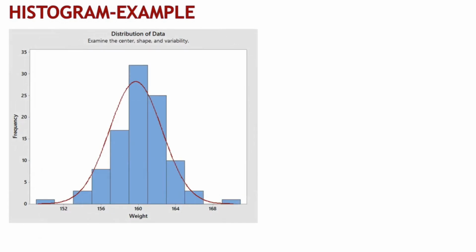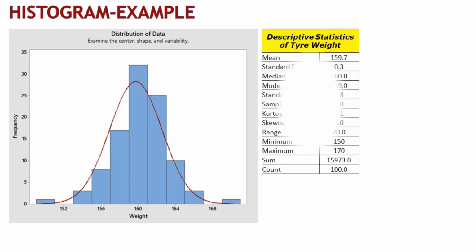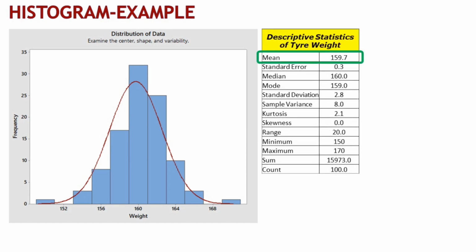Here in this slide, we have a histogram showing the weight distribution of tires in different weight brackets. Let's explore the key measures. Mean or average. The mean weight of the tires is 159.7 kg. Mode. The most common weight observed is 159 kg. Median. The middle value of the data is 160 kg. The histogram shape resembles a normal distribution, indicating a good fit for this data set.